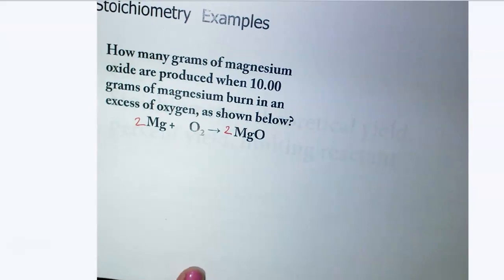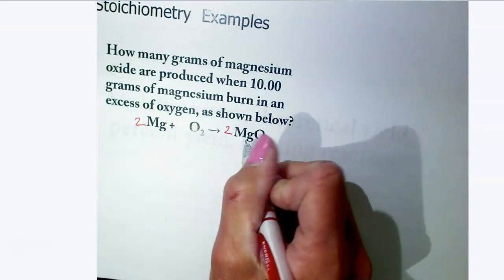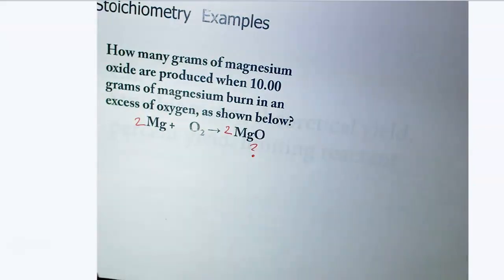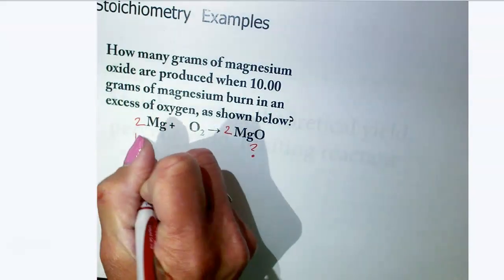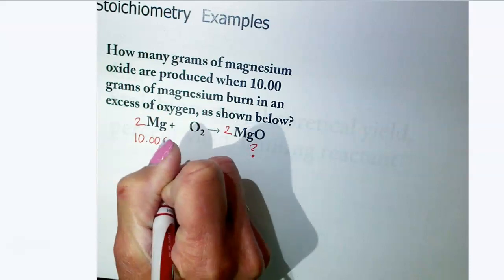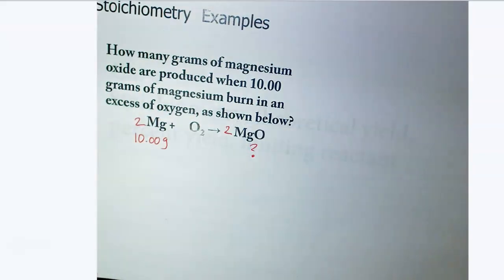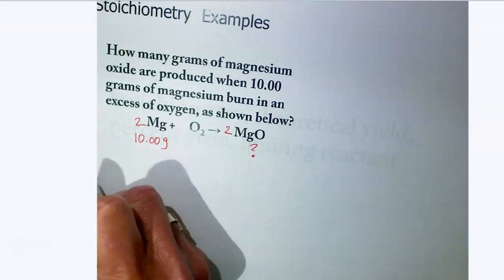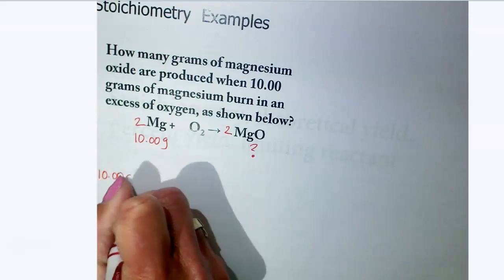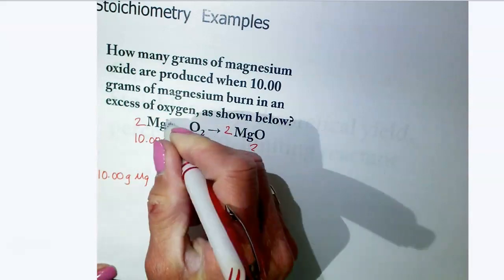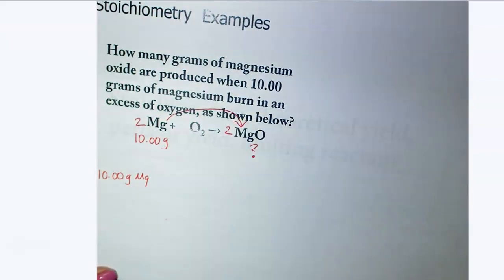So it says how many grams of magnesium oxide are produced. I'm going to put my question mark below here because I don't have enough room. And I am starting with 10 grams of magnesium. Gosh, we should do this in the lab and compare the theoretical yield to your actual yield. We might have to do that. Okay, so I'm going to start with what I'm given, 10.00 grams of magnesium. So I'm going from magnesium to magnesium oxide.